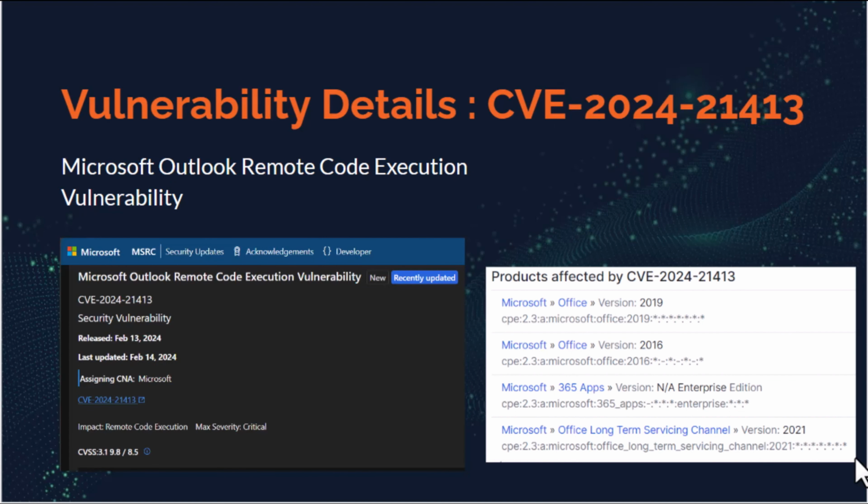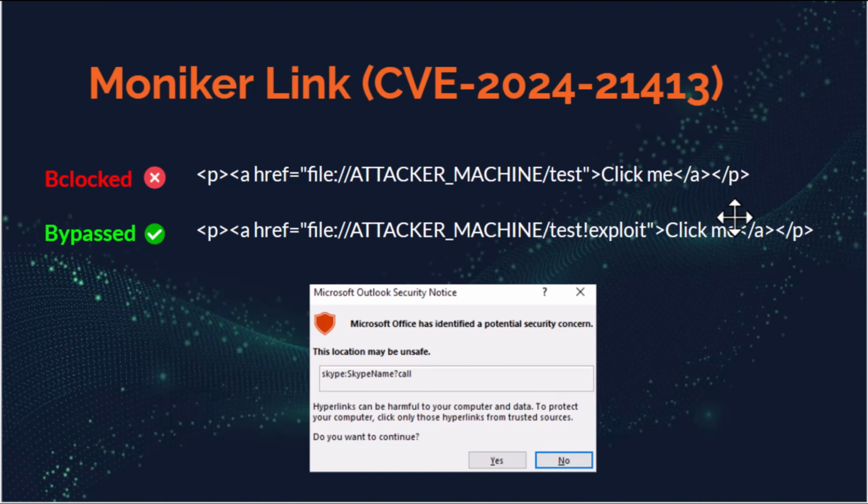The vulnerability comes with a score of 9.8 and a severity of critical, and it affects multiple versions of Microsoft Office, including 2019 and 2016. An attacker can abuse this by sending an email containing a malicious link, which is the Moniker link, to a victim, and this results in Outlook sending the user's NTLM credentials to the attacker once the hyperlink is clicked.